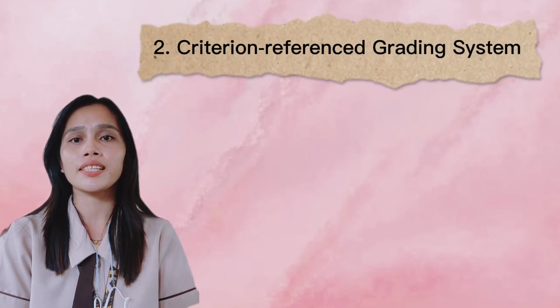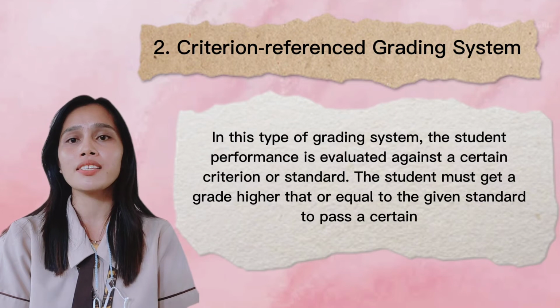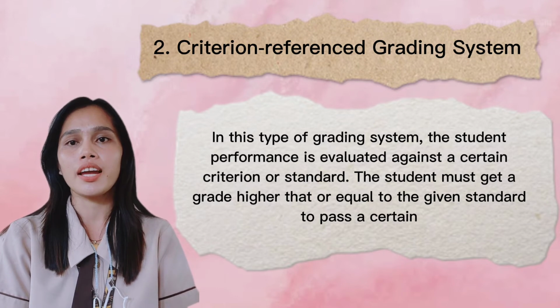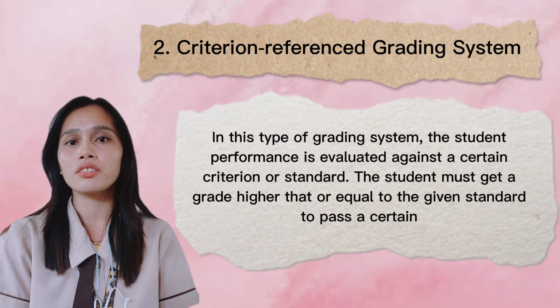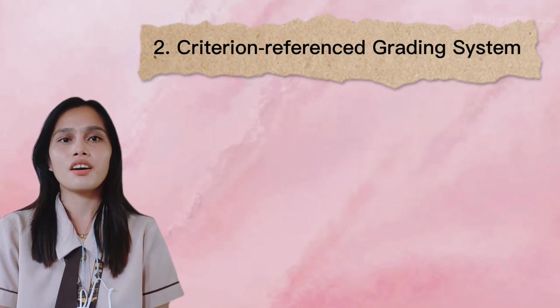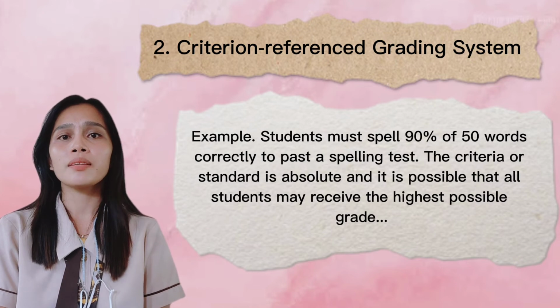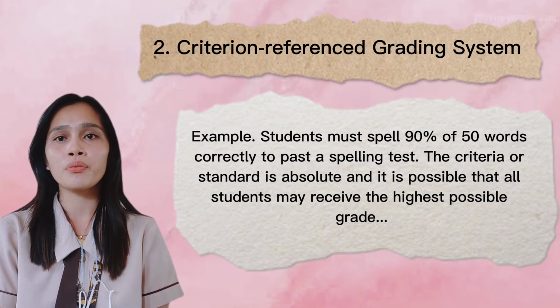The last type of grading system is criterion reference grading system. In this type of grading system, the student performance is evaluated against a certain criterion or standard. The student must get a grade higher than or equal to the given standard to pass a certain test. For example, the student must spell 90% of 50 words correctly to pass a spelling test.